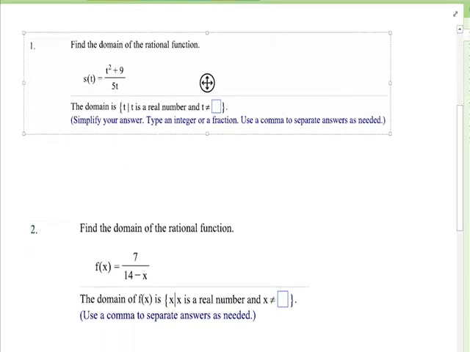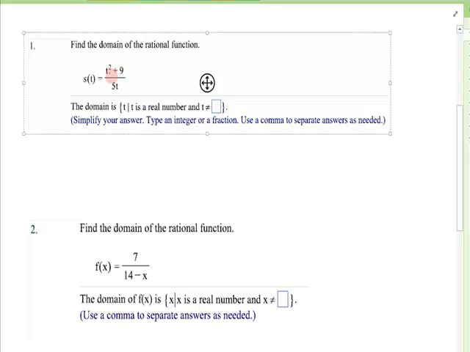Number 1 says, find the domain of the rational function, and it has it right here. This is a rational function because it has a numerator and a denominator. When we talk about the domain, we're saying what numbers can we put in the place of t and we will get a valid number, a real number. Well, we could put in 1 or 6 or 3,000. So instead of thinking about everything we can put in, let's talk about what we can't put in.